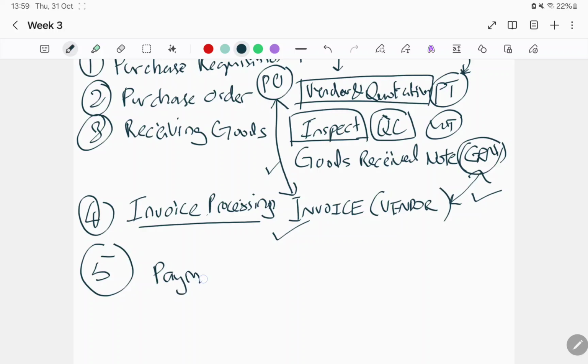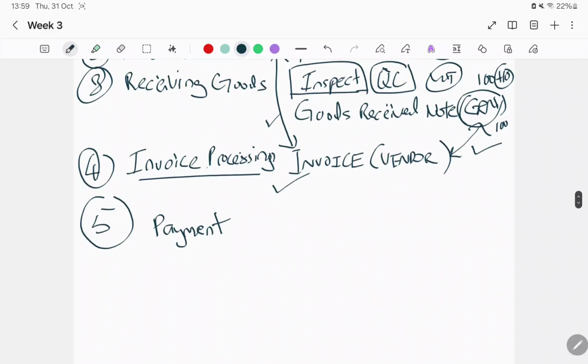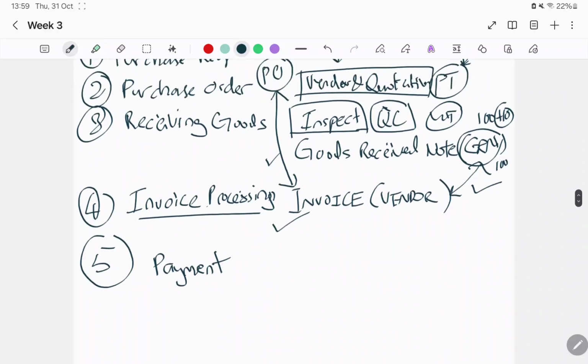Before payment, you will have to go and check. Sometimes they say they want to give you a free gift. Maybe they say if you buy 100 quantity, they will give you an extra 10 as a free gift, so that you can sell and earn from these 10. However, maybe when they send to you, the goods received note only reflects 100. Then you have to go and ask the vendor or the seller to give you another 10. Then only you do the payment.